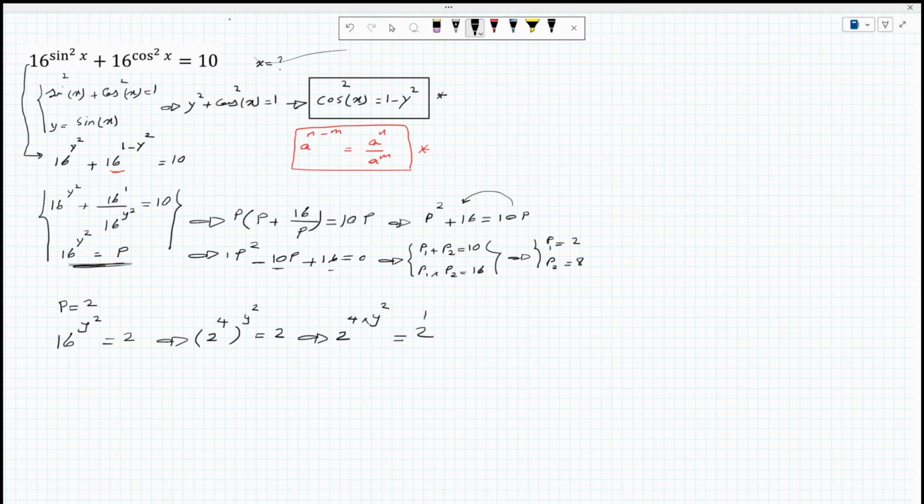And we have here 2 to the power of 1. Because the base is the same on both sides, I can write 4y² equal to 1, and I divide both sides by 4, so this gives me y² equal to 1 over 4. It means that y is plus or minus 1 over 2.